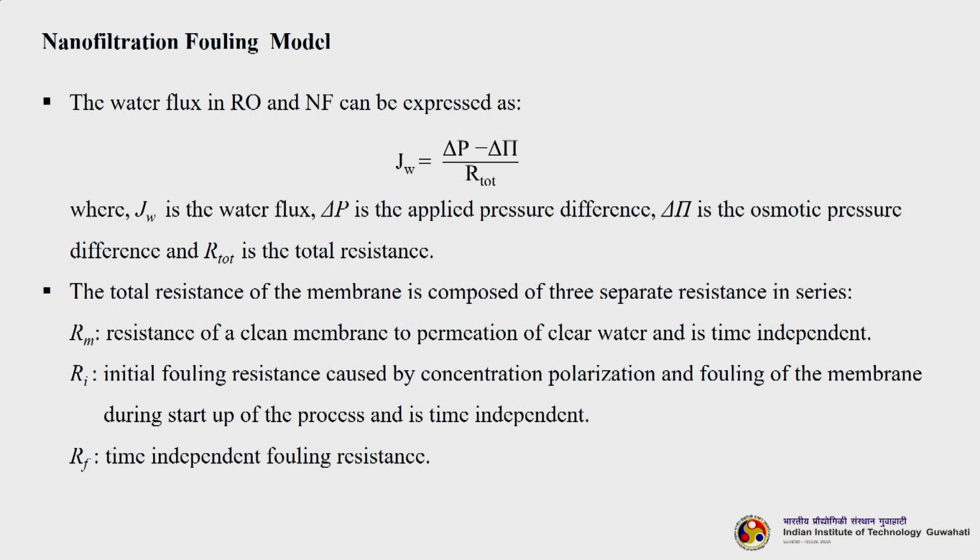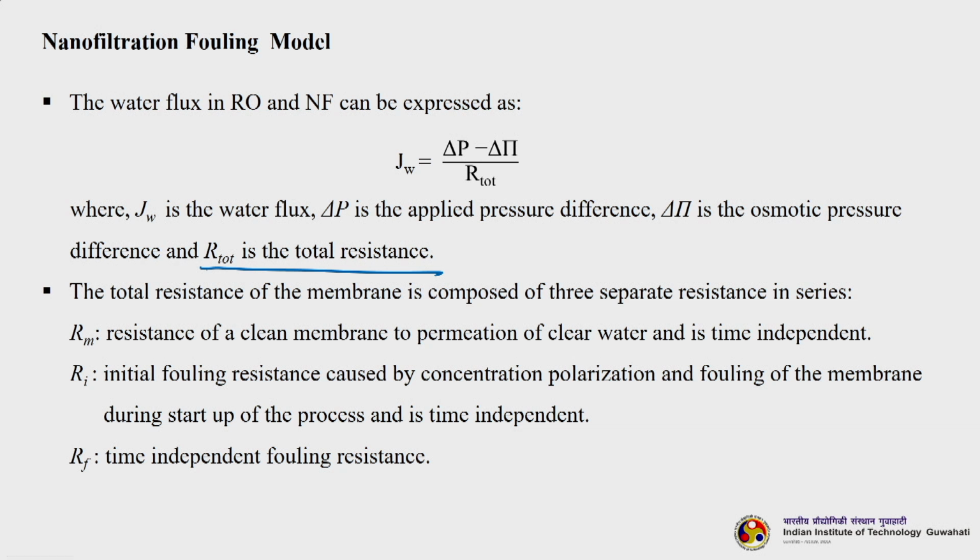So, let us now understand the nanofiltration fouling mechanisms and the models. So, the water flux in RO and NF can be expressed as Jw equals (ΔP minus Δπ) divided by R_tot. So, here Jw is the water flux, ΔP is the applied pressure difference, Δπ is the osmotic pressure difference, and R_tot is the total resistance. Okay.